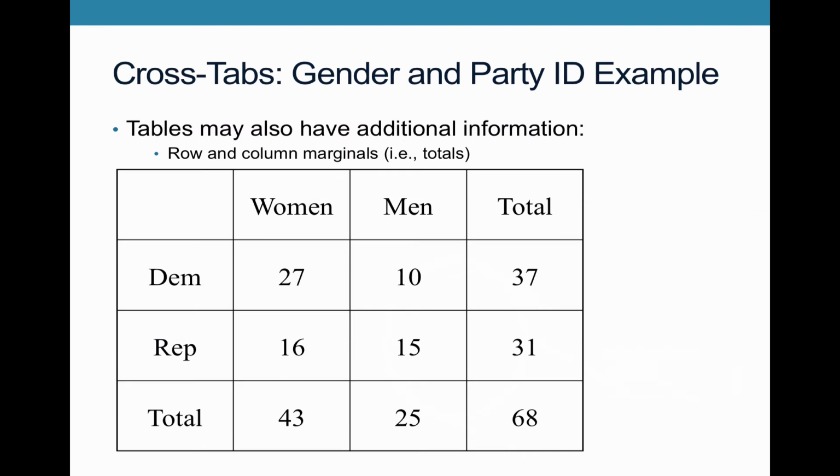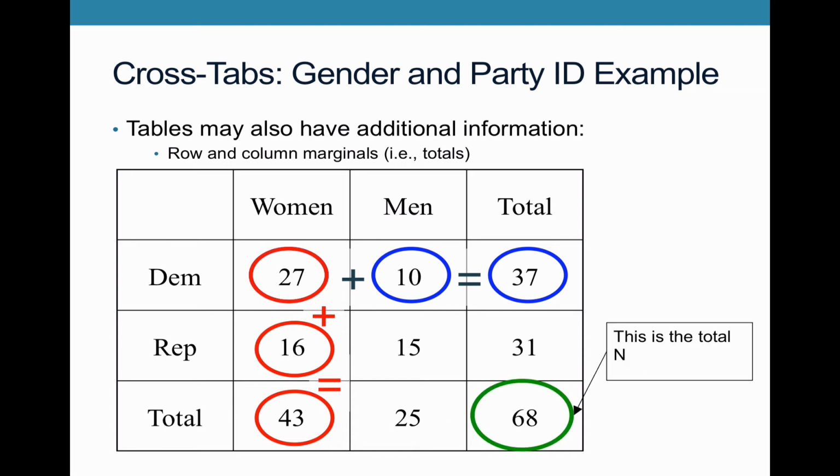So sometimes you also preferably have additional information, which is that you have the totals, also known as the marginals, right? So you want to add up how many Democrats total that you have. You had 37 Democrats, of which 27 are women, 10 are men, right? So you add up this cell plus this cell, and that's the total. And then likewise, 27 Democratic women, 16 Republican women, 43 total women. So this is the total number of Democrats, total number of Republicans, total number of women, total number of men. And then here, they'll add up both exactly the same, which is the total sample size that you have, which is 68. Okay. So here's just adding them up, the total n.